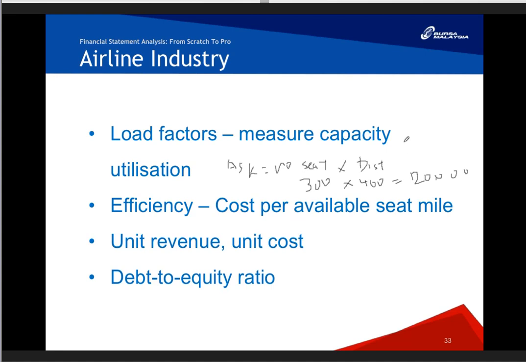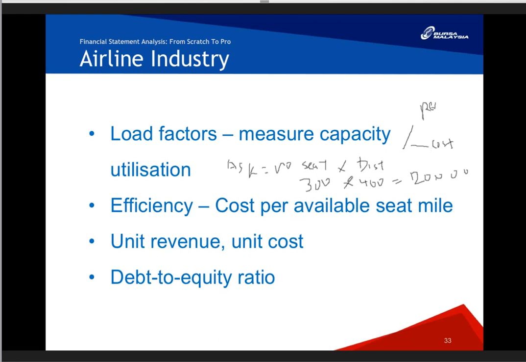For this ASK, you can use it for measurement, like calculating the revenue per ASK or the cost per ASK. For example, for Penang to KL, each ticket sells at 200 ringgit. You multiply 200 ringgit by the number of seats, let's say a full house of 300 seats, and that will be your revenue. You divide that revenue by the 120,000 ASK, and that gives you the revenue per ASK. Then you compare to the cost per ASK and see whether this airline is making money or not.